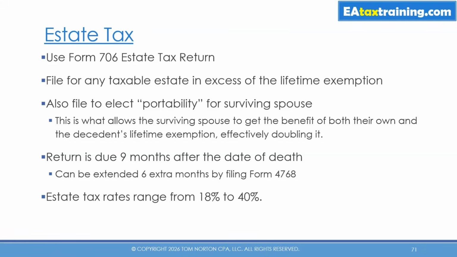If you file a Form 706, it is due 9 months after the date of death. You will want to remember that. That can be extended 6 extra months by filing Form 4768. And again, the estate tax rates range from 18 to 40% because it is all one combined tax. It is a gift and estate tax, so it is the same tax rates.